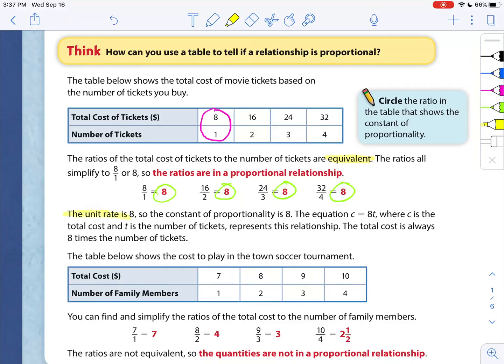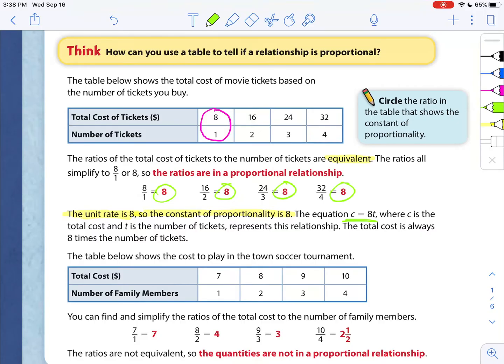The unit rate is 8. So the constant of proportionality is 8. Our unit rate and constant of proportionality are two different terms that mean the same thing. The equation C equals 8t, where C is the total cost and t is the number of tickets, represents this relationship. The total cost is always 8 times the number of tickets.